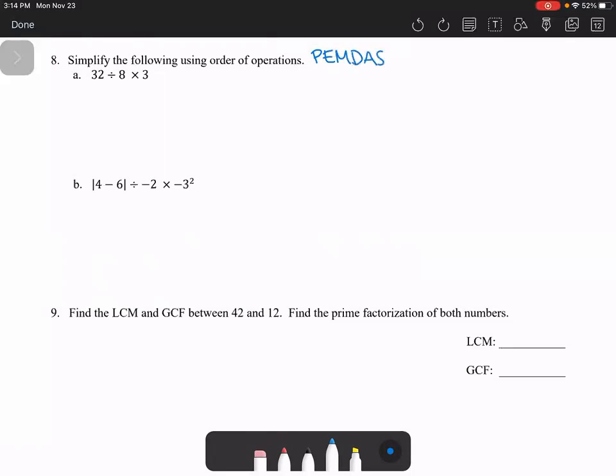And I will say, as I have been grading exam 3, there's a good amount of people who write PEMDAS on their paper and then don't use it. So if you're going to write it down, use it.